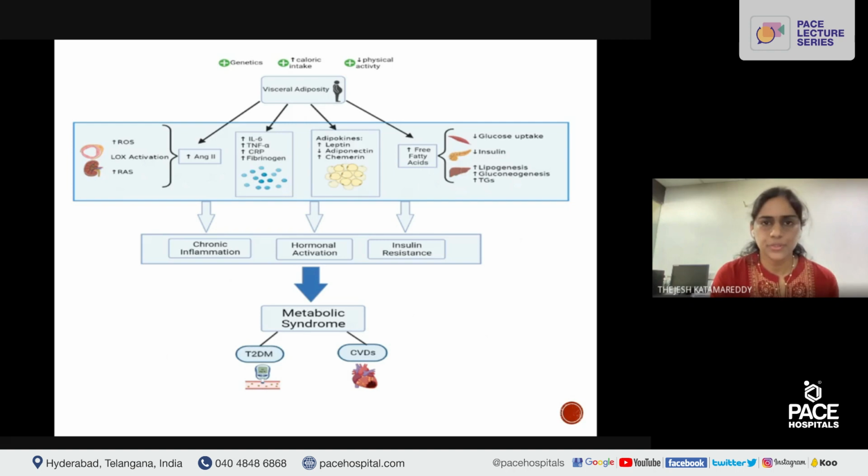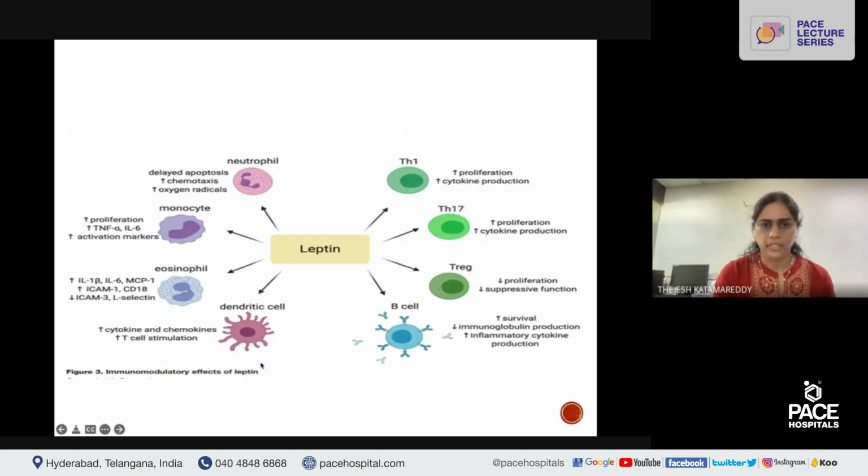So this also shows the same thing: visceral adiposity due to increased calorie intake will lead to an increase of pro-inflammatory cytokines and adipokines, and this will lead to hormonal activation, insulin resistance, and chronic inflammation. All these things will lead to diabetes and cardiovascular disease.